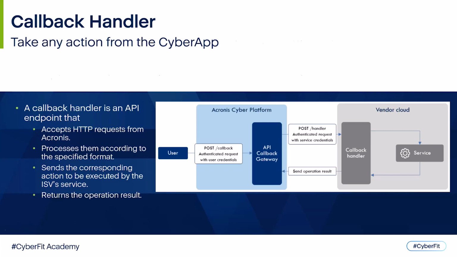MSPs can trigger such actions in the Acronis platform via the CyberApp, and then the callback handler on the ISV platform executes the action once it receives the request from Acronis cyber platform. The result of the execution is then sent back as a response via the callback handler to Acronis platform. Later in this video, we will see how to create callbacks and assign them to the CyberApp UI.